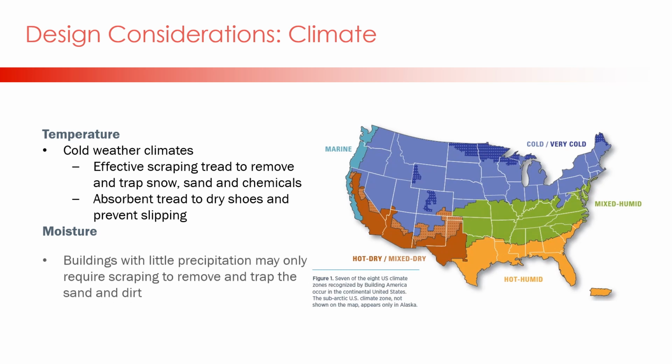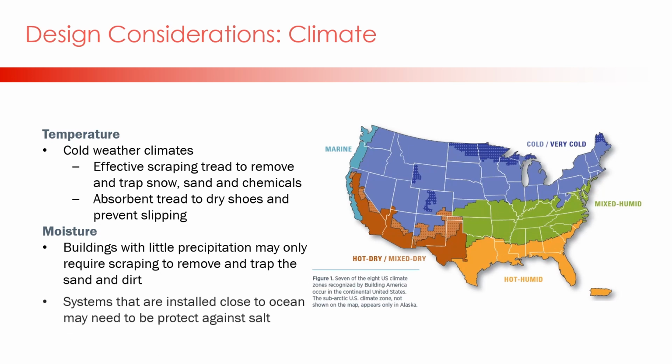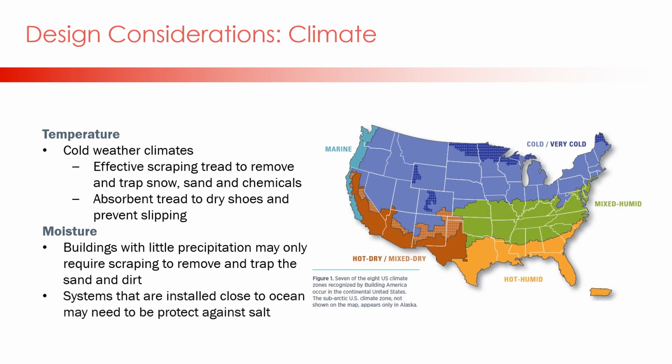Buildings in areas of little precipitation may only require scraping action to remove and trap the sand and dirt. You will want to specify a product that meets the climate zone requirements of your building.